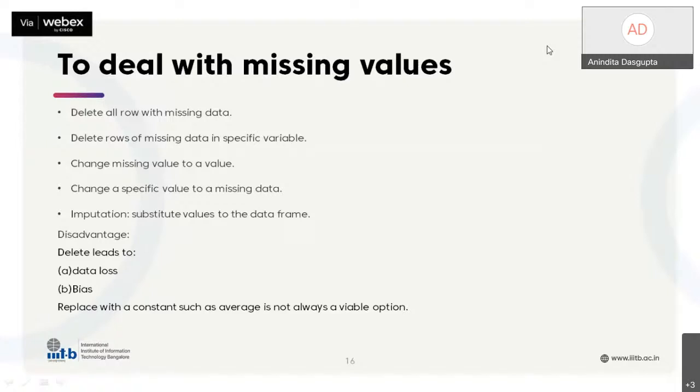In R, we use different packages. One package is mice, which is multivariate imputation by chained equations. So these are the packages which are available. When we use those packages, we can fill in the NAs with more relevant values and carry out our analysis.